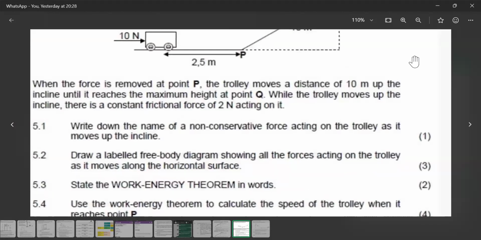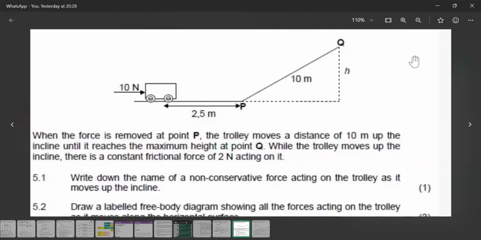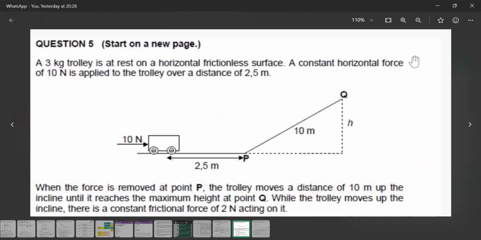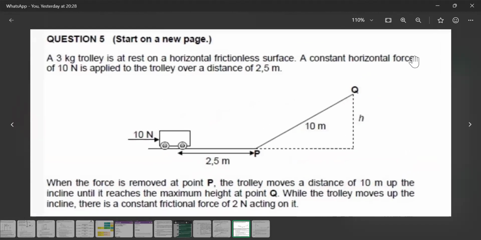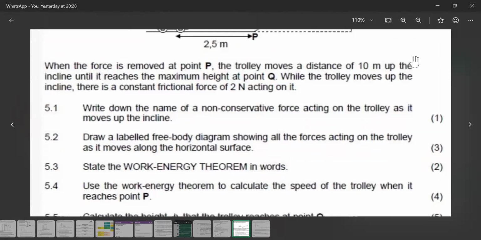Then the next one says, draw a labeled free body diagram showing all the forces acting on the trolley as it moves along the horizontal surface. Well, I think you know how to draw the free body diagram by now, so we are not really going to entertain this one. But if you should know, it's just the applied force, which is a horizontal force. And since it's on a surface, there is normal force. And since it has mass, then of course it's going to be gravitational force as well.